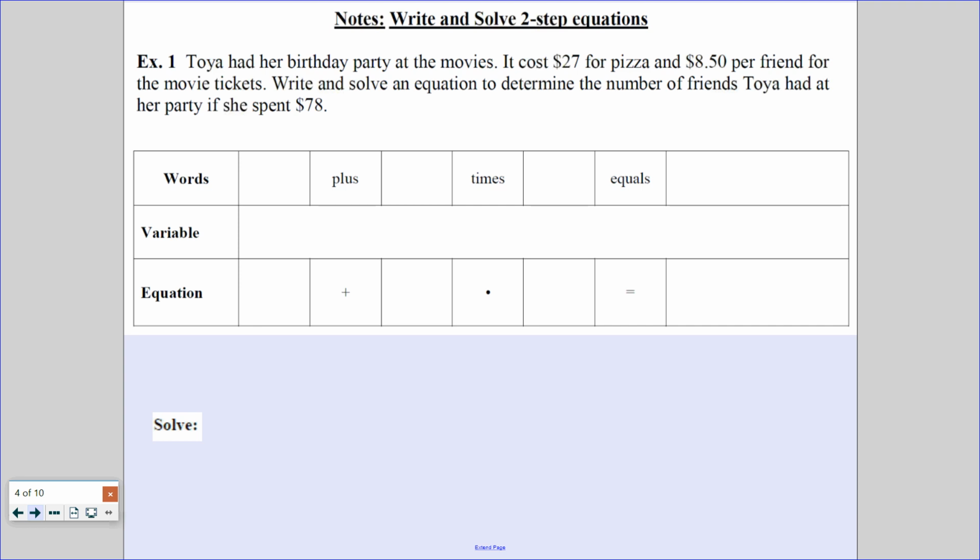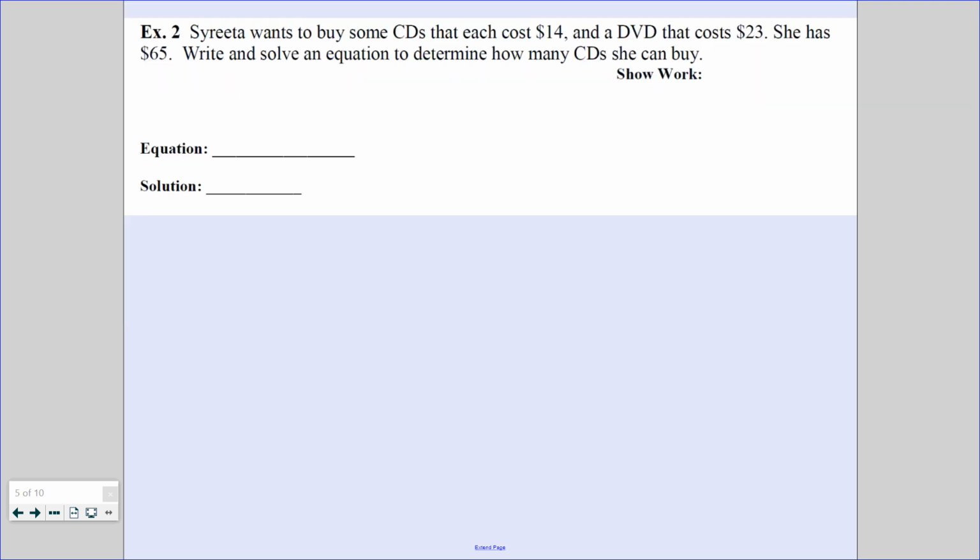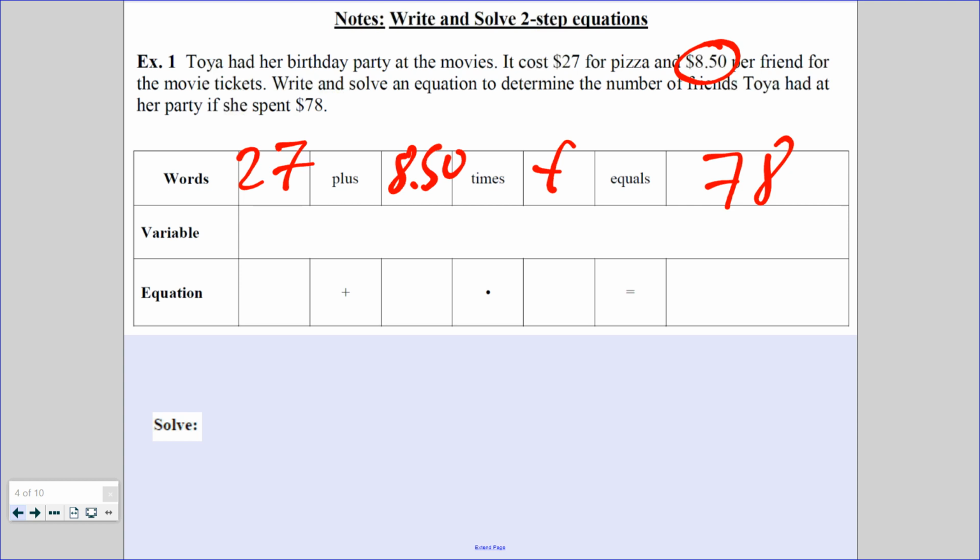Write and solve an equation to determine the number of friends Toya had at the party if she spent exactly $78. So first of all, she spent $27 on pizza. And how much did each movie ticket cost? $8.50 times the number of friends she had. So I'm going to use F for the friends, and it equals $78. So let's write it as an equation. Our variable is F, equal to the number of friends.